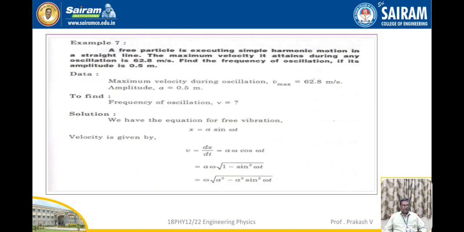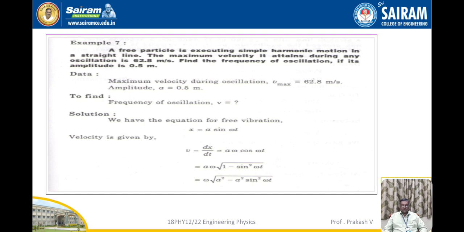Now let us take up example number 7. A free particle is executing simple harmonic motion in a straight line. The maximum velocity it attains during any oscillation is 62.8 meter per second. Find the frequency of oscillation if its amplitude is 0.5 meter. So here the given data is maximum velocity during oscillation, that is equal to 62.8 meter per second, and the amplitude A is equal to 0.5 meter. Here we have to find the frequency of oscillation, that is mu.